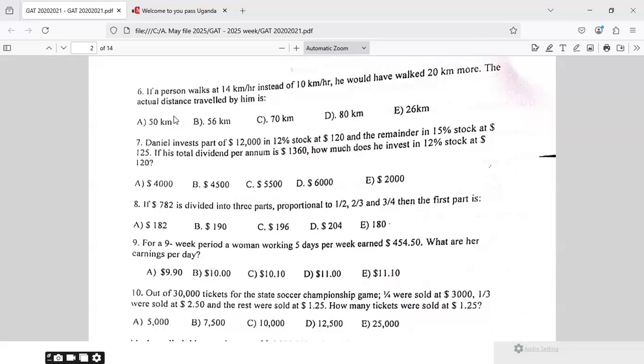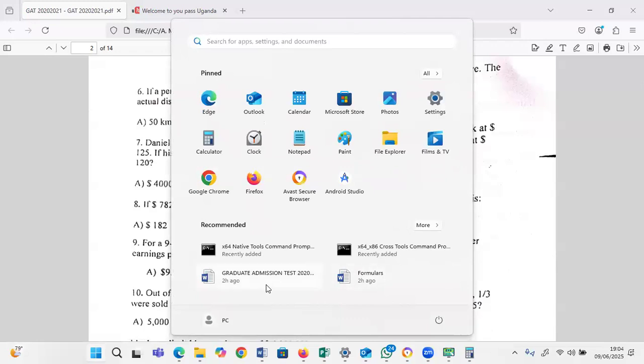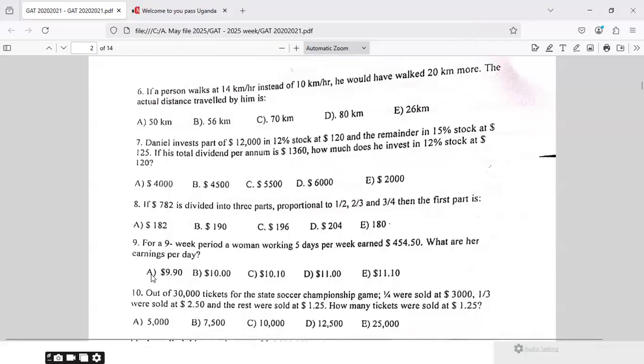I don't know if I've understood it in a wrong way, but the way I've understood it is using the analogy of Kampala to Nakawa. They are saying that this person started out and used 10 kilometers per hour to go to a particular place. But if he had walked at 14 kilometers per hour, he would have gone further than where he stopped, right?